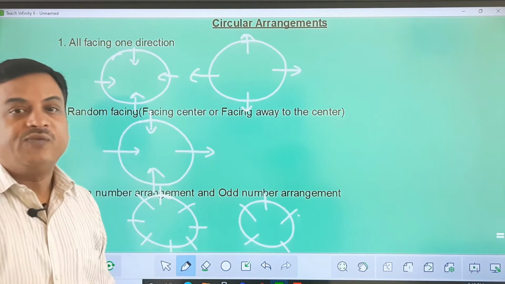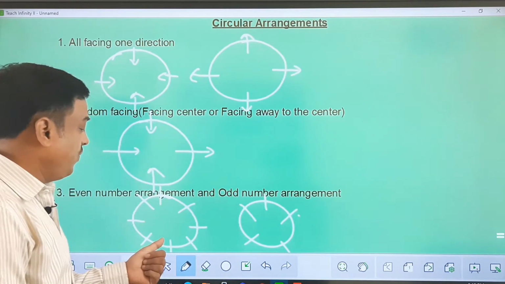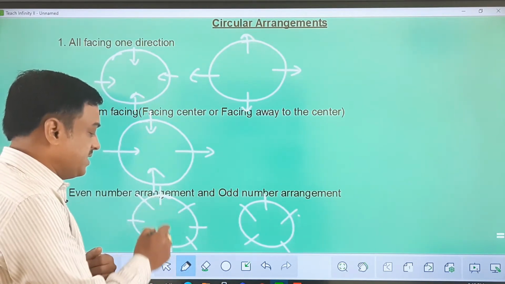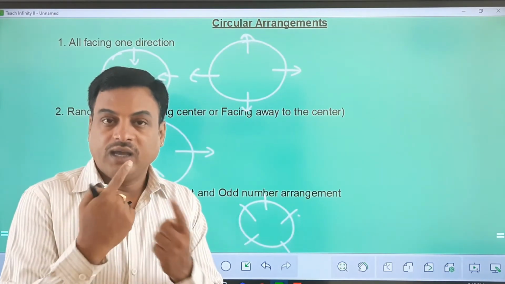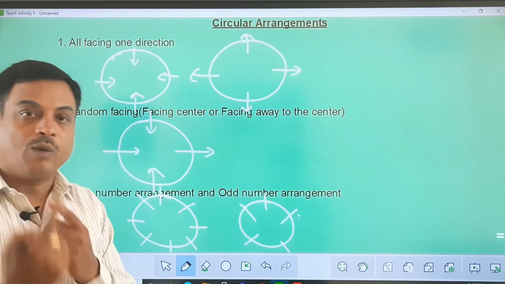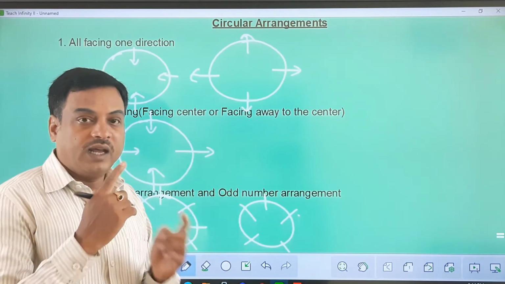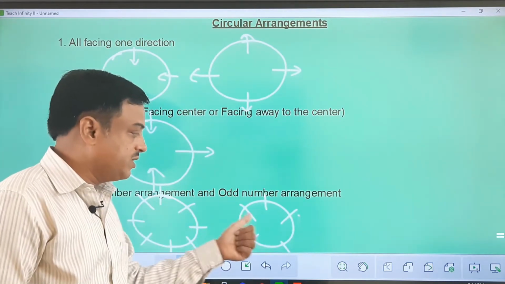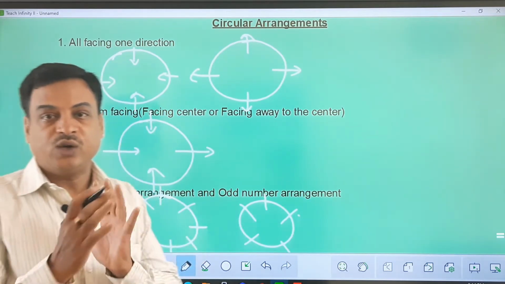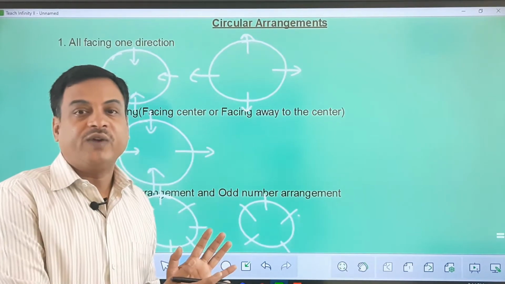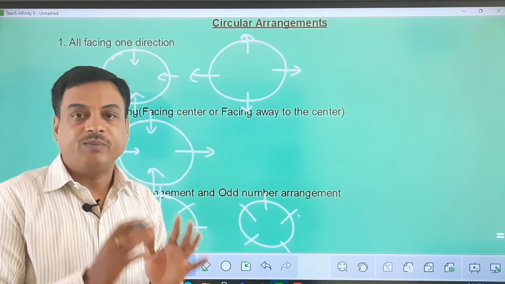Now what is the basic difference between even number of arrangements and odd number of arrangements? When I go for even number of arrangement, there will be an opposite person sitting every time. For every person there is an opposite person, in simple words. Whereas in odd number of arrangements, there is no opposite person exactly sitting opposite of the persons. So for even number of arrangements there will be an opposite person, and for odd number of arrangements there will be no opposite persons.